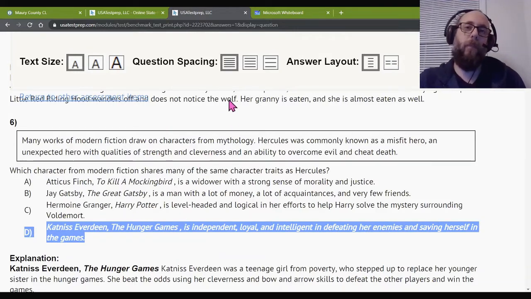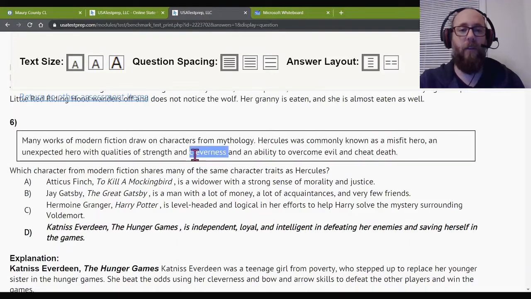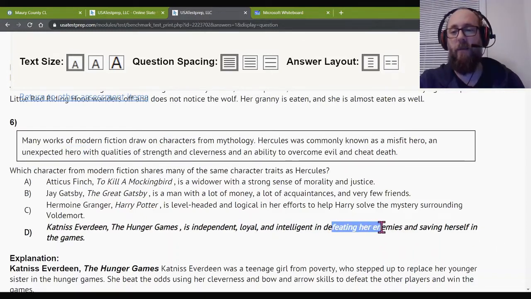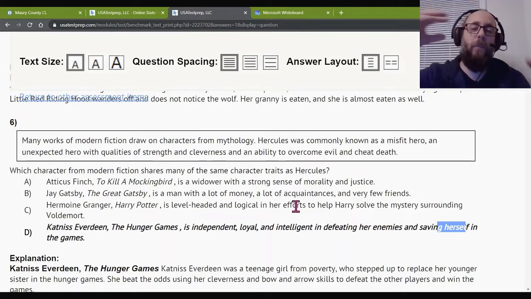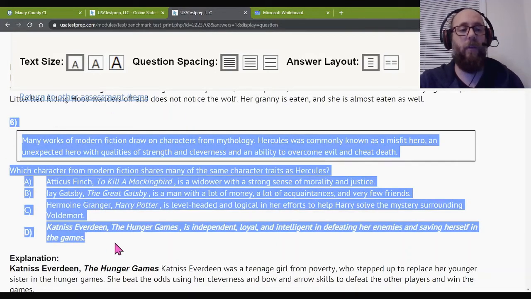So that's why taking the time to analyze the question is really going to help you out. Look at the key words: overcoming evil, cleverness, strength, hero. And then I go and I have these: loyal, intelligent, defeating enemies, saving herself. So you always compare these things and you will definitely be able to find out the answer. Number 6 was an excellent example of how you can figure out just about any question on a test from context.